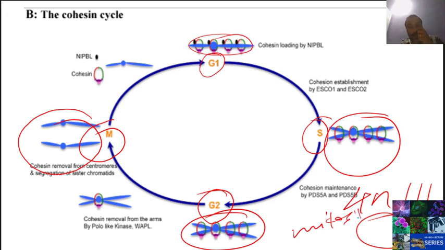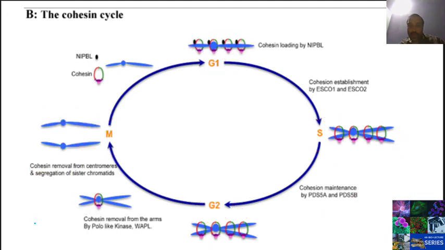The process of cohesion, or cohesin's action, can be summarized into 5 steps.